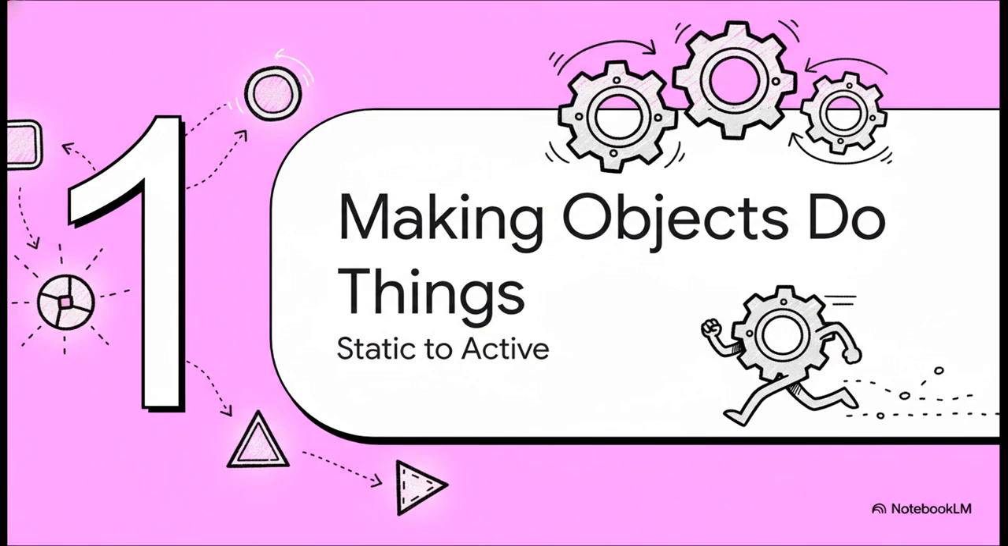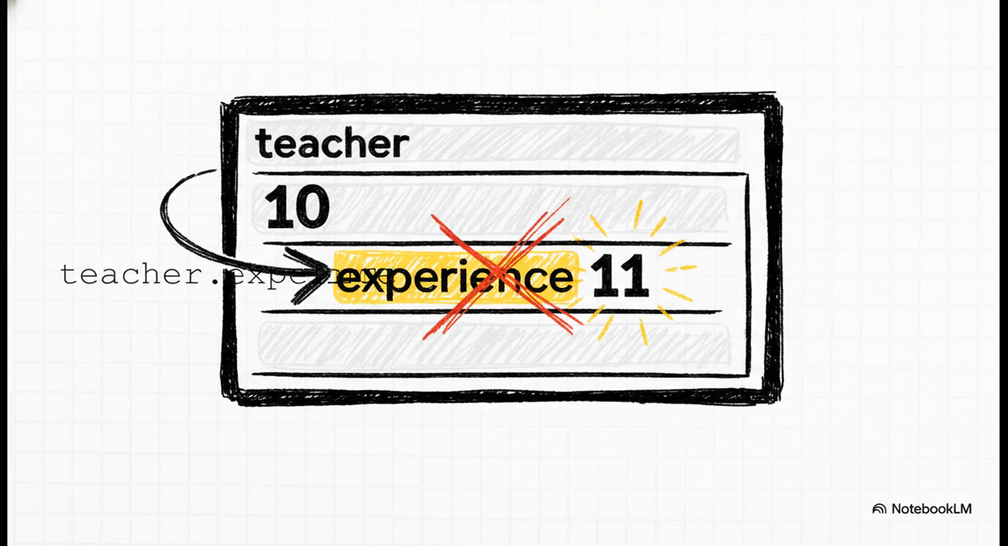Okay, but objects are for way more than just holding data. That's kind of boring. They are active, living parts of our apps. So let's see how we can make them actually do something. The info inside an object is not set in stone. We can change it whenever we want. Right here, we're reaching into the teacher object, grabbing the experience property, and setting it to 11. And just like that, our digital teacher has a whole new year of experience. It's this ability to change that makes objects so useful.